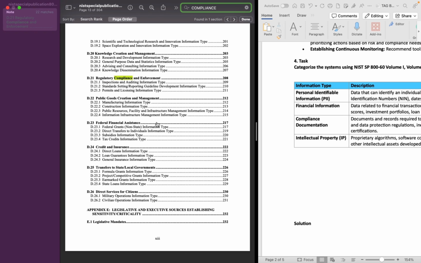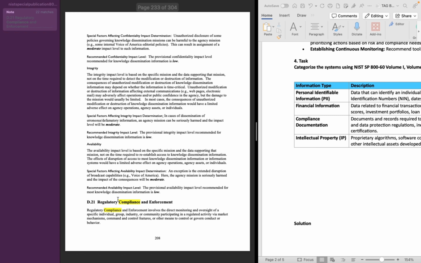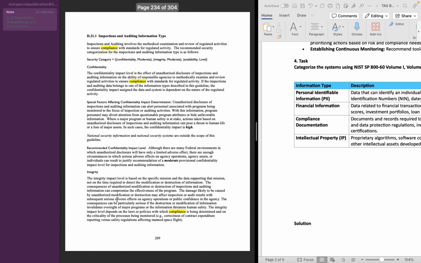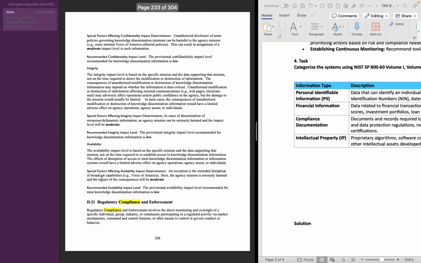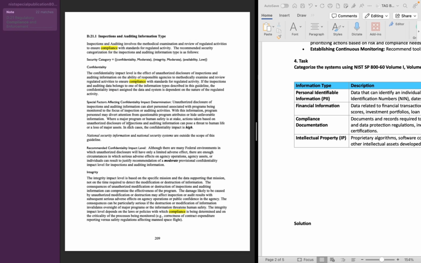With a quick search, I was able to see the regulatory compliance and enforcement information type. I clicked on that. It took me to the information type and the full description. So you can read the description and see if it fits your own description, because sometimes you might not see the specific word, as we would see in this video, but you will see something related or something that is still talking about what you are looking for. After reading through, the information type that fits the compliance documentation is the inspection and auditing information type.